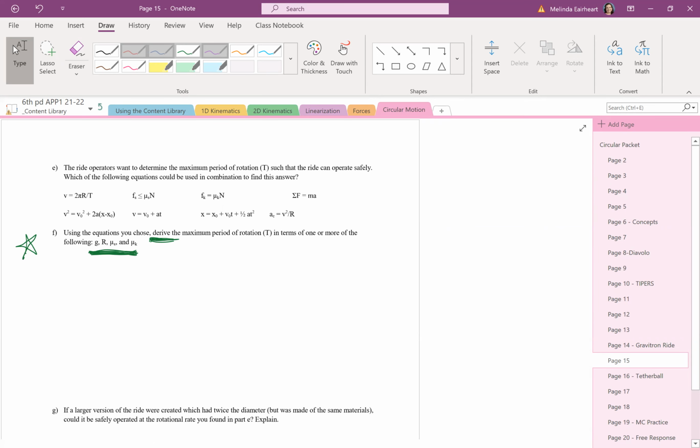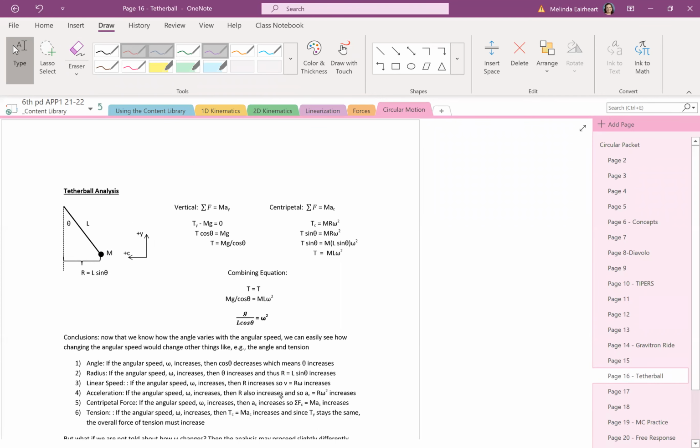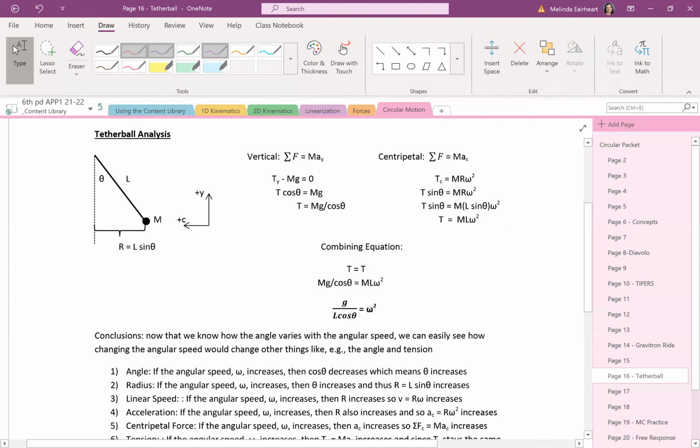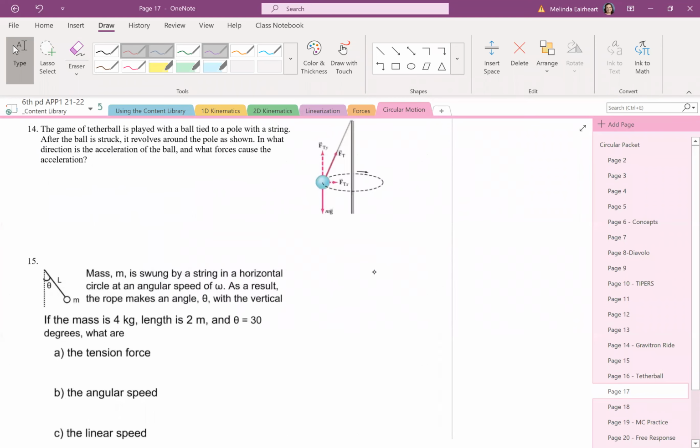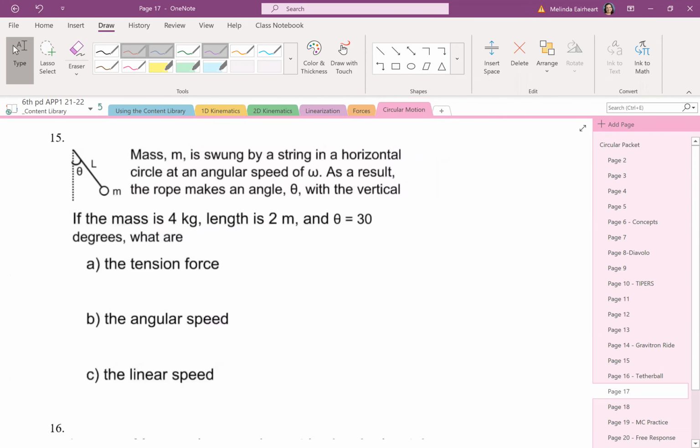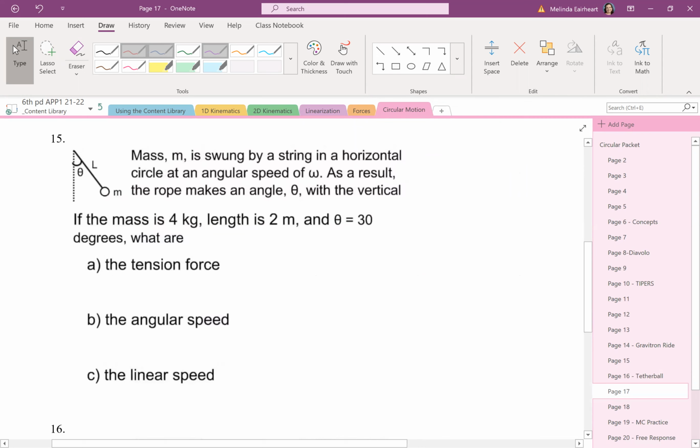But I want to introduce tetherball. And y'all, tetherball is not any harder than what we've already done. And so the tetherball analysis is written out here on page 16. But let's actually move to page 15, and we're going to do number 15, okay? Page 17, number 15. The top part is really just a concept. Not that it's bad, but we're going to address it in this problem.